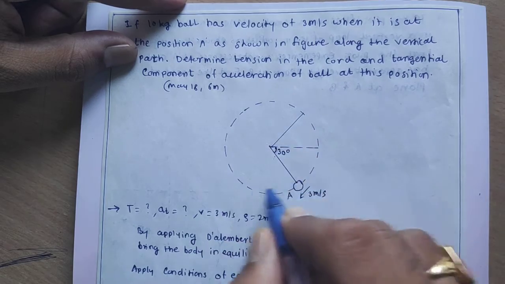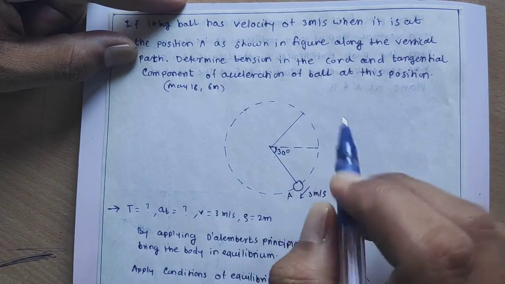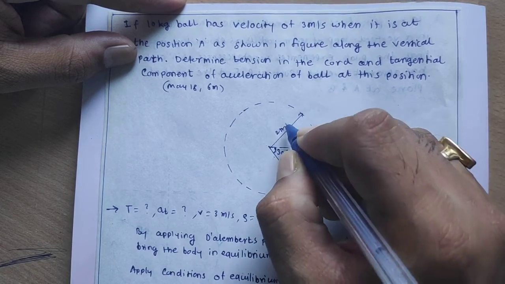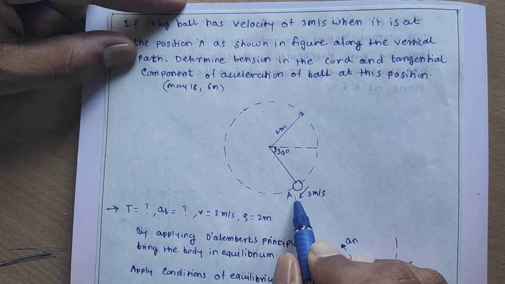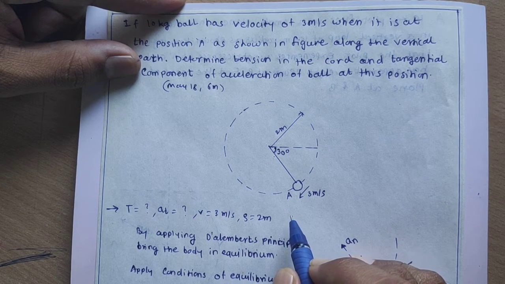So this is the vertical plane, and the ball is rotating in this direction. Here the radius they have given is 2 meter, and this is the point A where the velocity is also mentioned. Now how to solve this question?